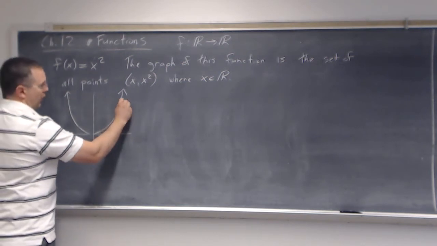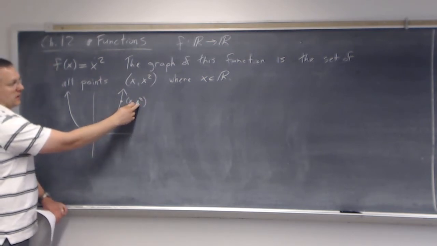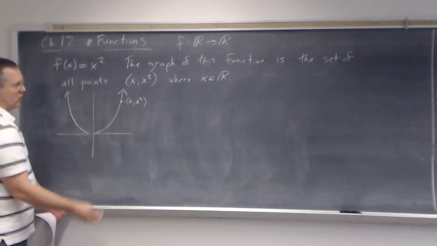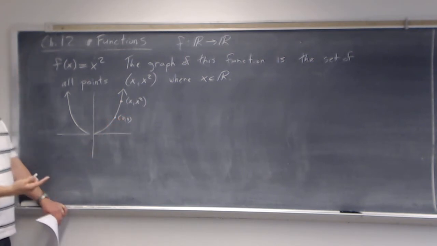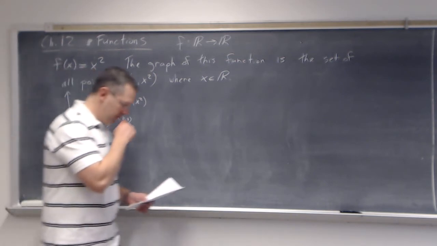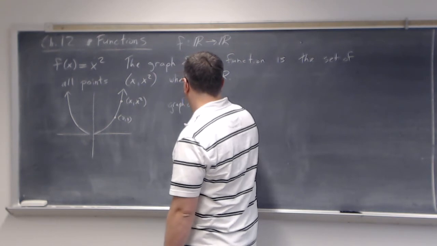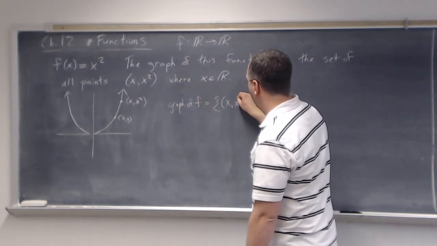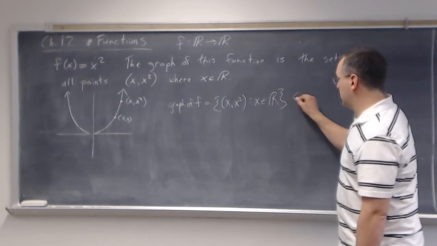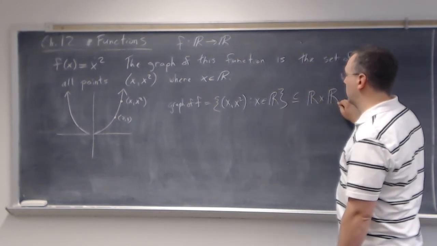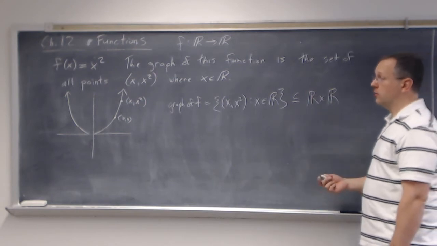If you took any point anywhere on the curve, the first coordinate is x, then the second coordinate would be x squared. Like 2 comma 4, for example, is one ordered pair that's on the graph of this function. So the graph of f is a set of all ordered pairs x comma x squared, such that x is a real number. So this is a subset of the real plane, R cross R. Another way of putting this is that this graph is a relation on real numbers.